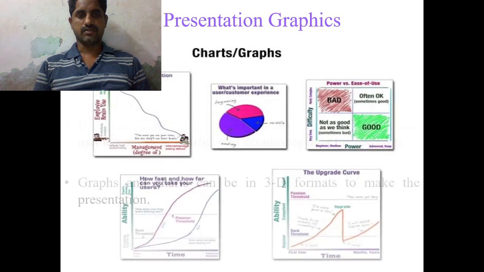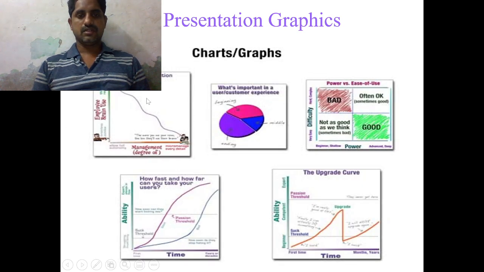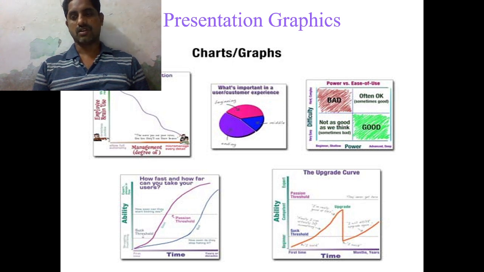See here, for example. This is a graph, these are charts. For example, a cricket scoring chart or weather reports, whatever it may be, can be defined as graphical representations.